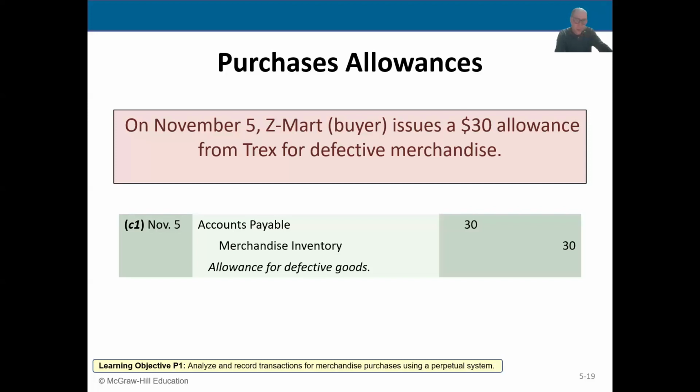And the supplier says, okay, no problem. Take a $30 allowance. It's a credit toward the accounts payable. So we debit accounts payable by $30 to reduce our bill by $30. And we credit merchandise inventory to reduce the value of our inventory by $30. Remember, it's defective, but this is an example where we kept it.